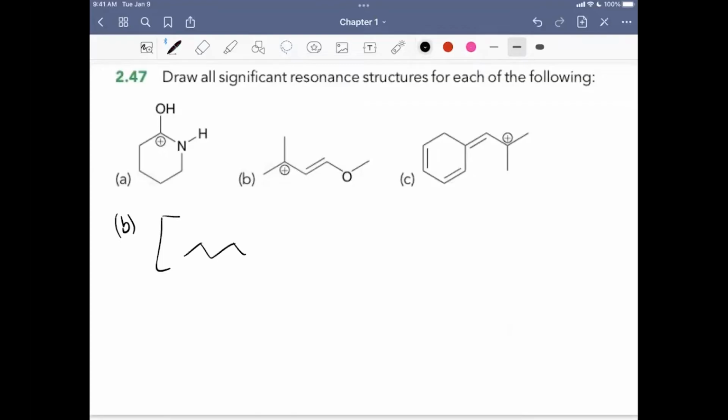Start with our first resonance structure. Okay. Now, first things first, C plus next to a pi bond. This is our pi bond. This is our C plus, so we can definitely resonate with that.